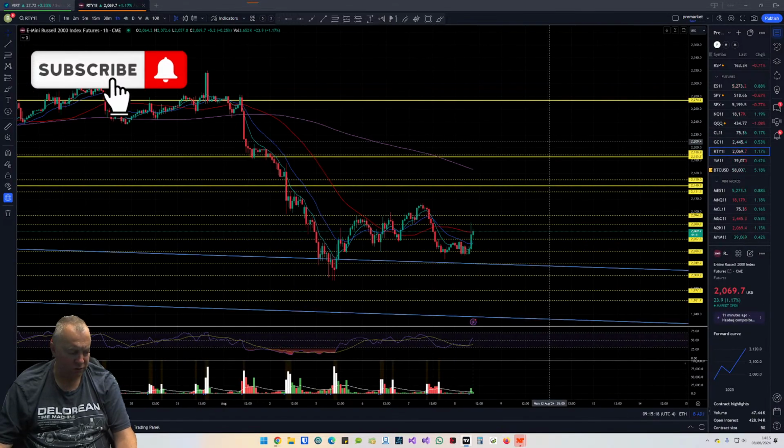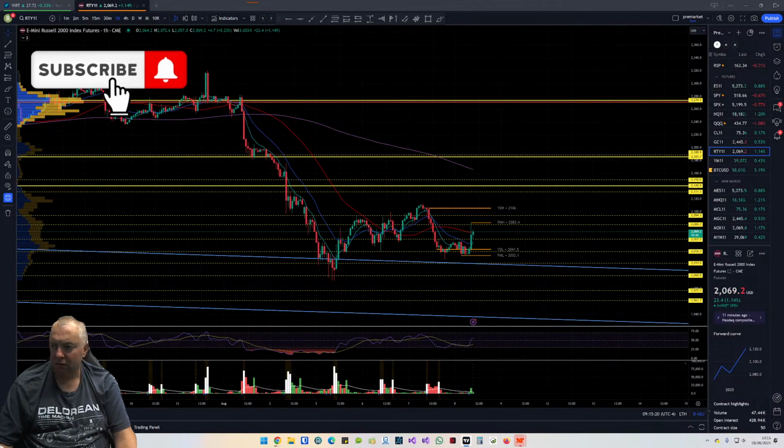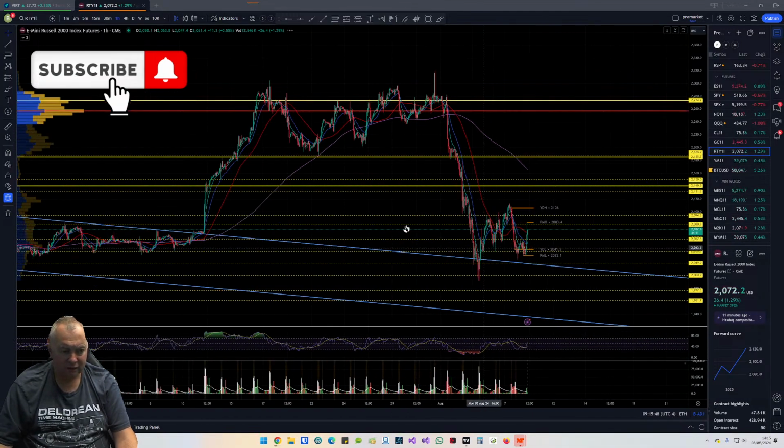RTY, which is the Russell 2000. One sec. Russell 2000. No, I'm not a big fan of this chart. We've got to get over yesterday's high for the long, there's a lot of volume to the left as well. There's no real clear levels. It's a bit messy around there. Probably going to avoid this one today.